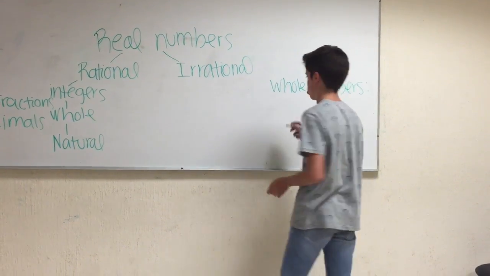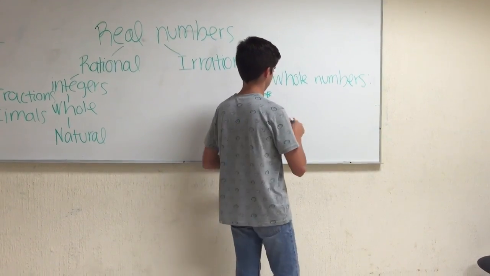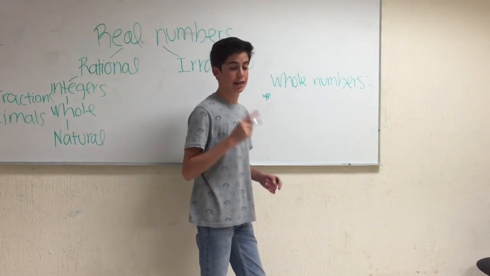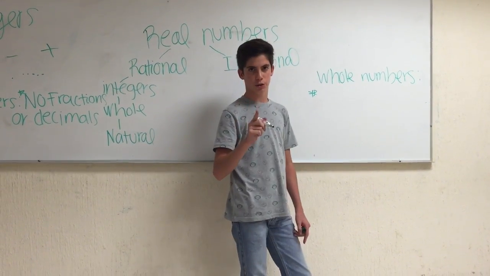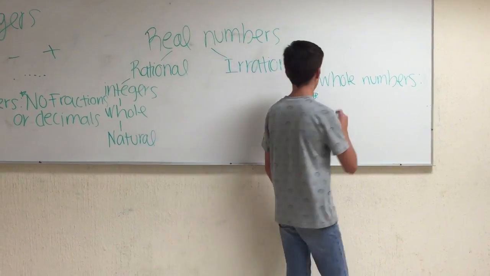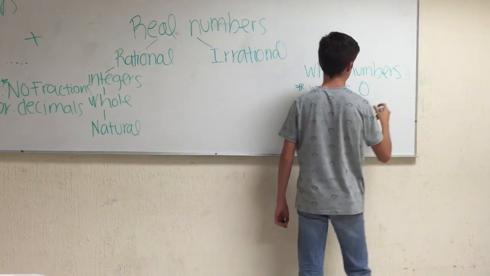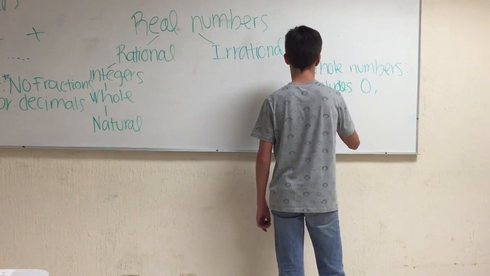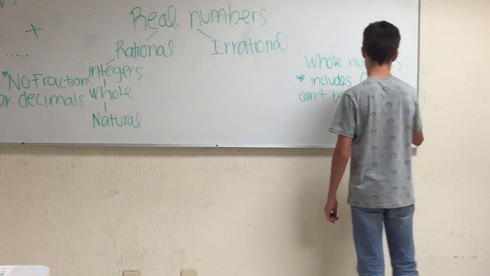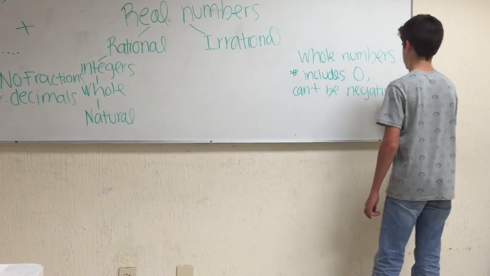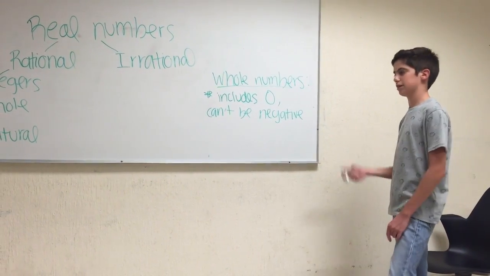Let's write a small definition so we get this more clear, because I messed up a little bit. Whole numbers can't have any decimals or fractions, and they include 0 but cannot be negative. So whole numbers include 0 and can't be negative.